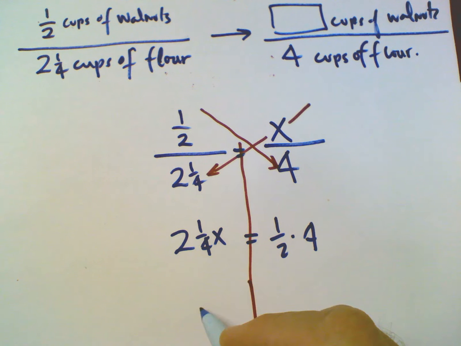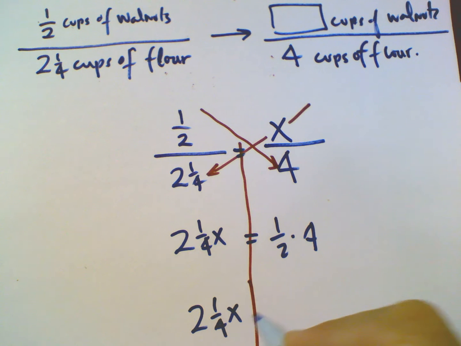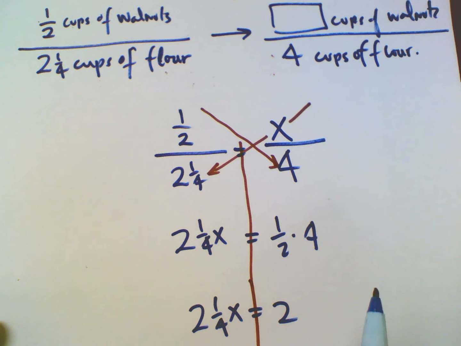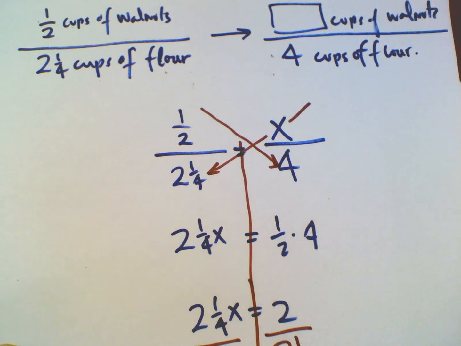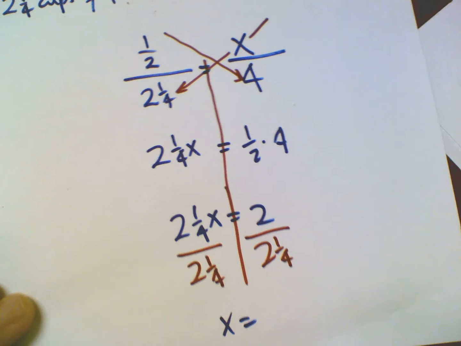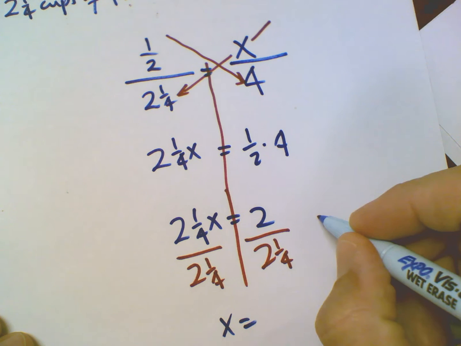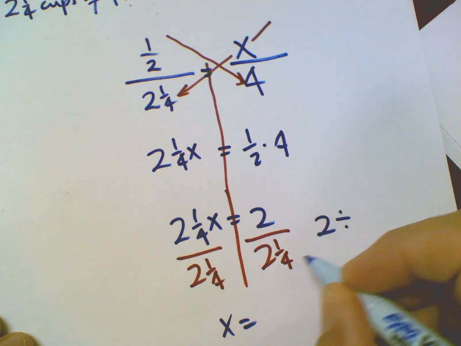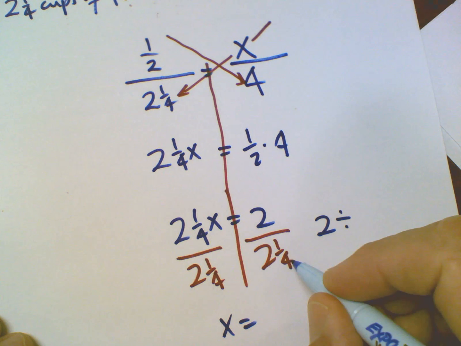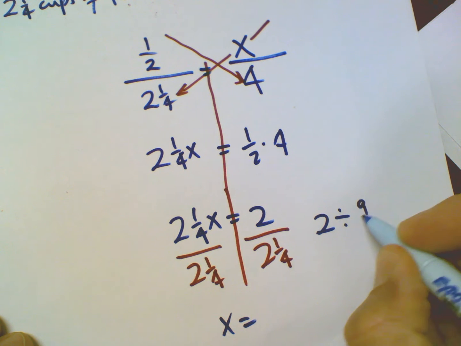So 2 1/4 X is equal to 2. What does X have to be? Well, if I've got multiplication times my variable, I'm going to divide by 2 1/4. So divide both sides by 2 1/4. What is 2 divided by 2 1/4? This is where we're going to need to set this up as an improper fraction, right? So really we're saying 2 divided by, what is 2 1/4? 2 1/4 is the same as 9/4.